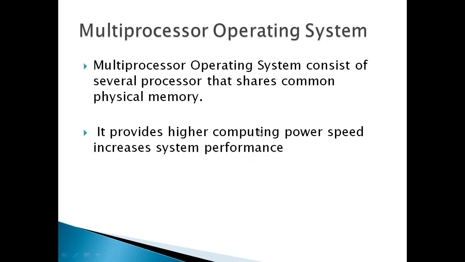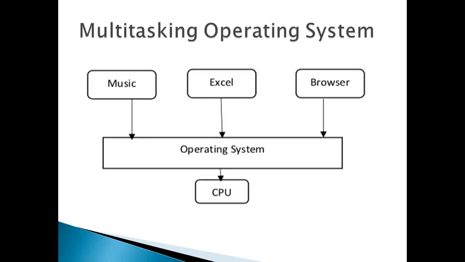As there are many processors, naturally the computing speed is very fast. So it provides higher computing power and speed, and the performance of the system is increased. Performance is increased because several processors process together with greater speed. So multiprocessor means processors are multiple, but they share common physical memory. Now this is the multitasking operating system. You have gone through this many times.